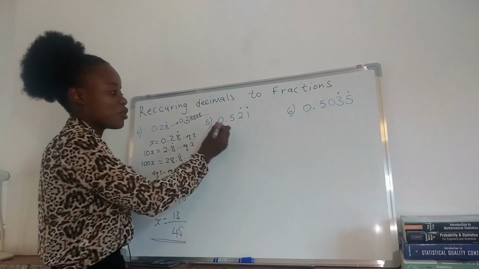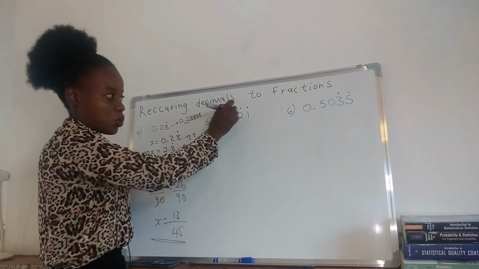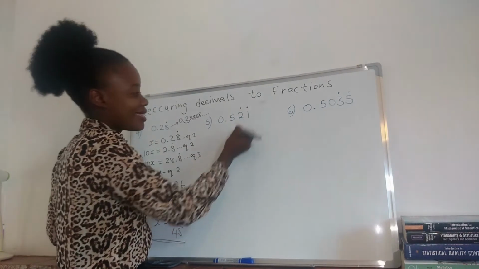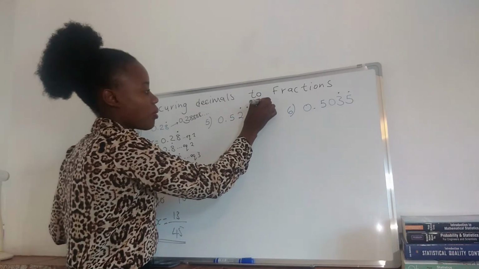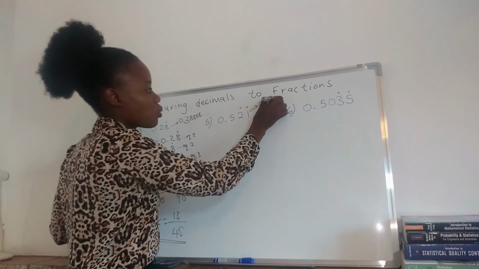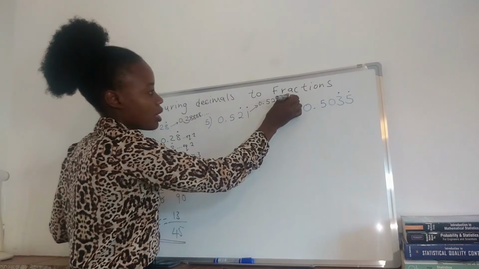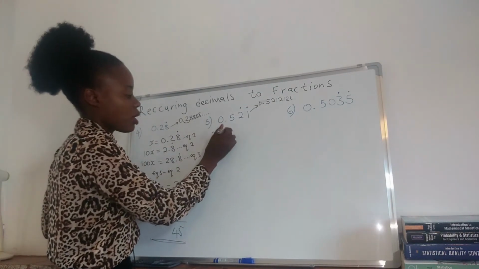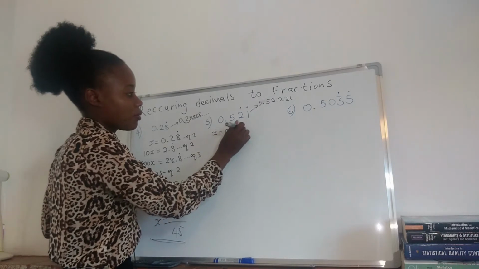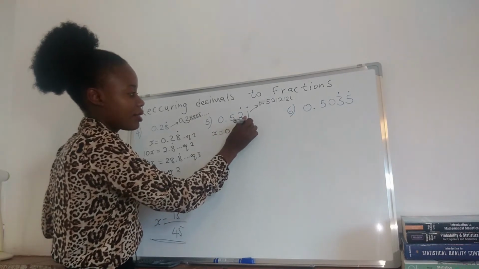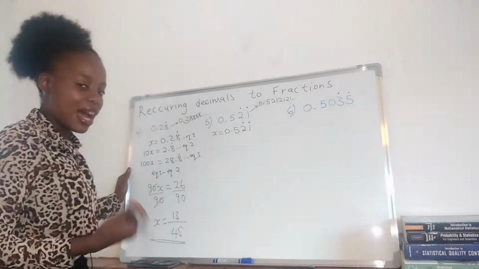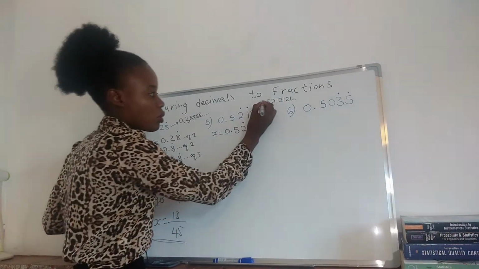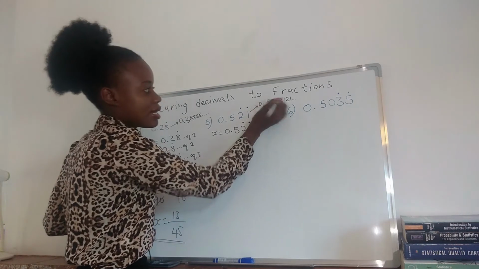Number 5, we have 0.521 with the 21 recurring. So it's like 0.5212121 repeating. Okay. So we let x be equals to 0.521 recurring. Immediately after the decimal, we want a recurring number.